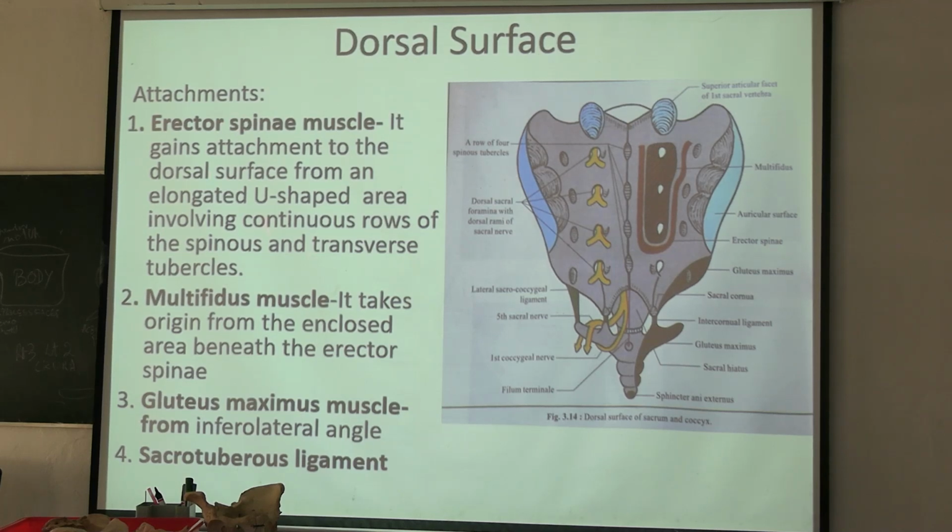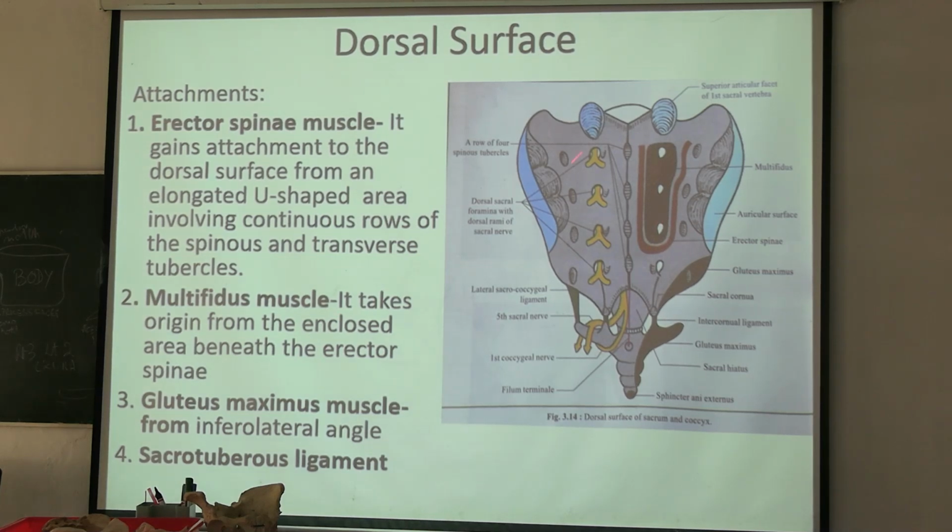Next, muscle attachment. Attachment of erector spinae muscle. There is a U-shaped attachment of erector spinae muscle. It gains attachment to the dorsal surface from an elongated U-shaped area involving continuous rows of the spinous and transverse tubercles. Okay. Here are the spinous tubercles, here are the transverse tubercles.